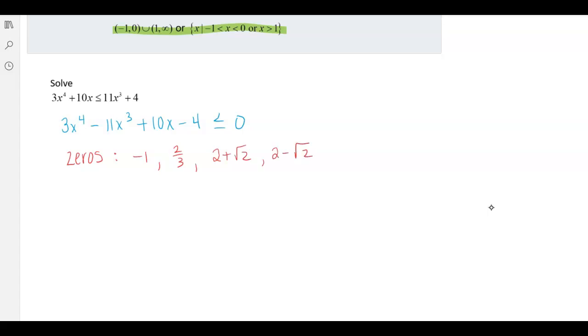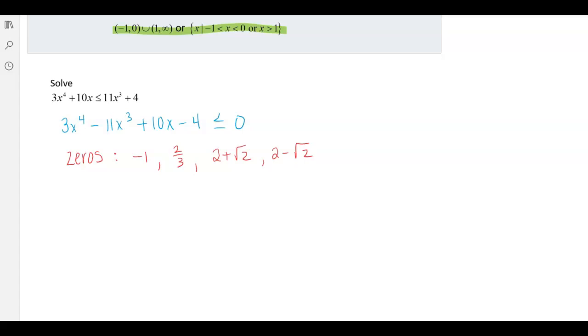Again, I'm just using the ideas that we had from the last section where we looked at factors of negative 4 versus factors of 3 and test values. But again, you can look at Desmos to see where some of the rational numbers are, and then you can use synthetic division to break this down into a smaller polynomial that you can factor or use the quadratic formula.